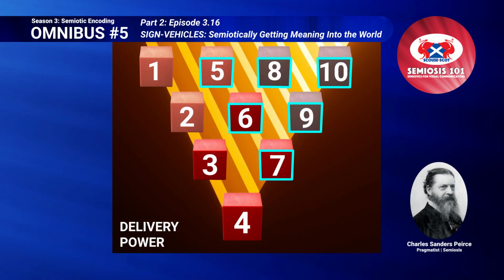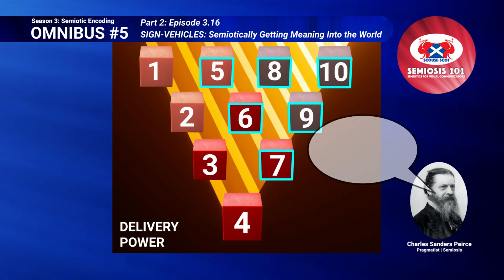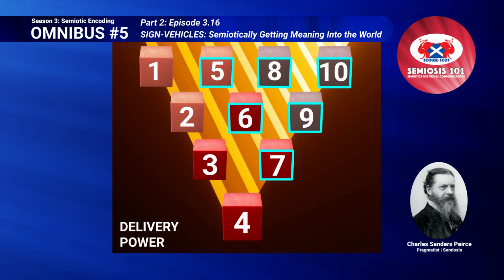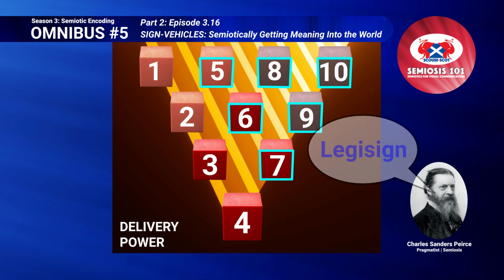The next 6 sign classes all fall within an agreed sign vehicle class, which Peirce calls a legisign. In the next episode, we will go into more depth with these 6 sign classes, but as this episode concerns itself with the sign vehicle delivery, we will just focus on that in more depth. Now, Peirce names the delivery of these 6 sign classes as legisigns. Legi as in a law. It is easier to think of this delivery method as agreed.